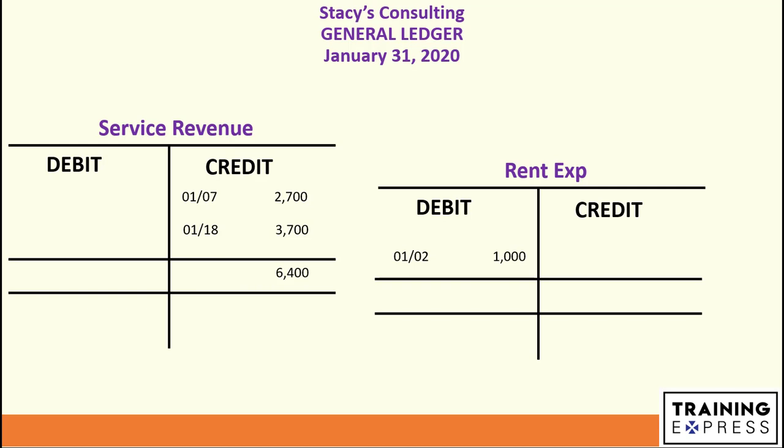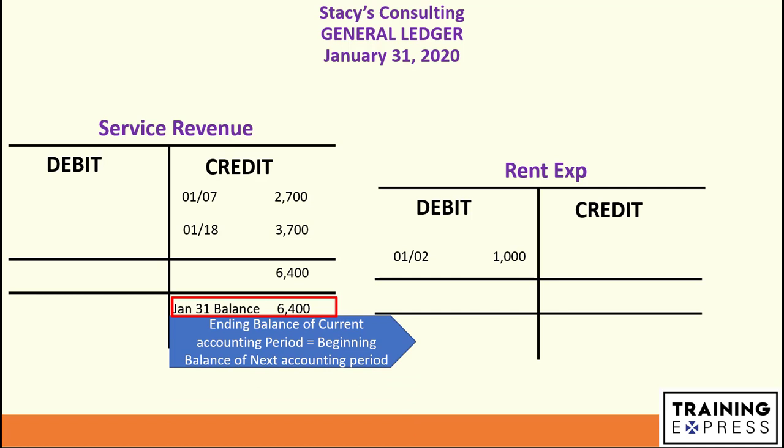Now, if we want to calculate the balance, we have to match both sides and take the difference. So we can see credit side has got $6,400 and debit side has got 0. So it means credit side is greater than the debit side. So it will be a credit balance. And because it is a credit balance, we will be writing it on the credit side. So here we will write balance on January 31, $6,400. Now remember that ending balance of current accounting period is the same as the beginning balance of the next accounting period. So in this case, ending balance of January will be beginning balance of February.